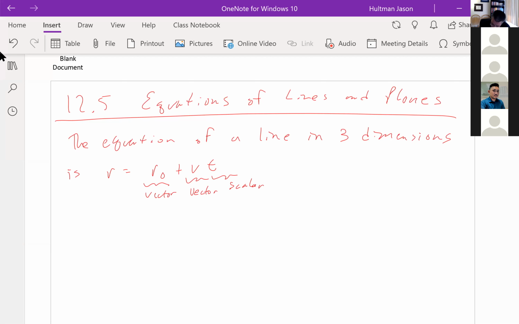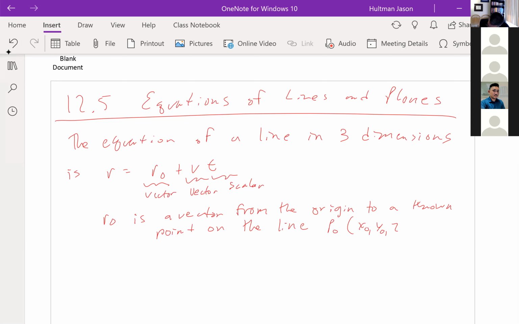Okay, so R naught is the vector from the origin to a known point on the line. Okay, we'll call that known point P naught, X naught, Y naught, Z naught.